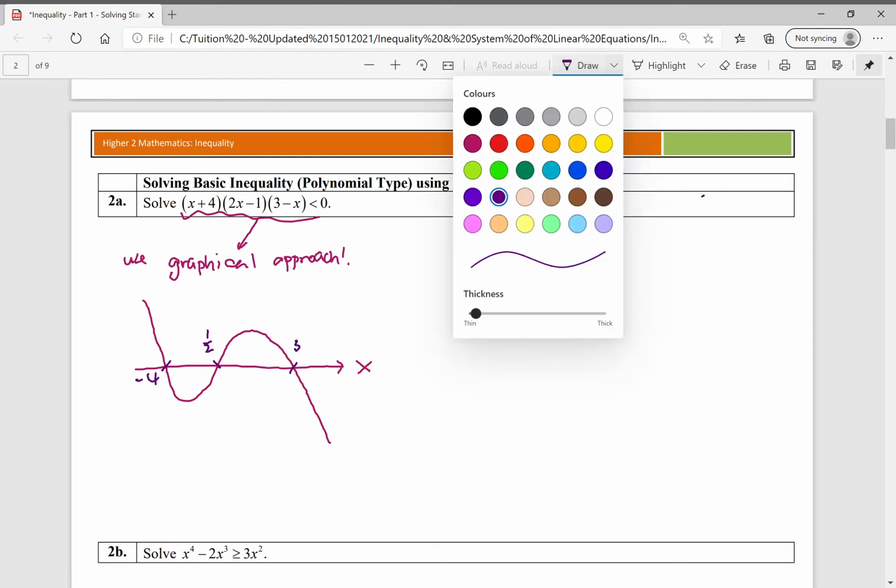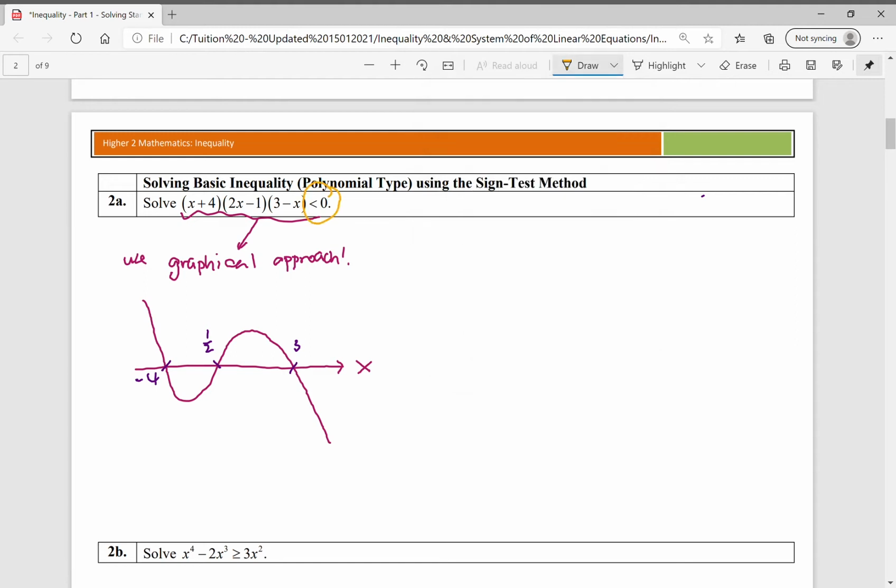As usual, you're going to shade the part of the graph where it is less than 0. Less than 0 means there are two ways to look at it. You either say it's the part of the graph that's below the x-axis, or you tell yourself that you're going to find the part in which the y coordinates of the graph are negative. So it's going to be over here and over here at this part.